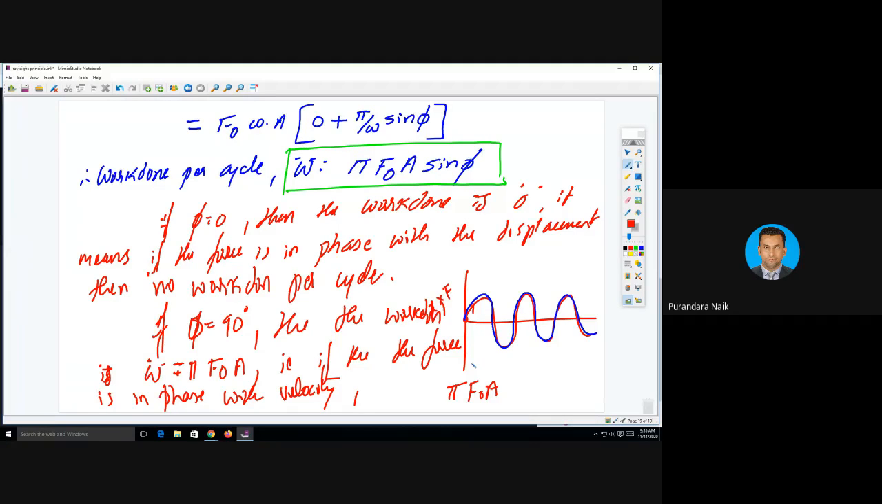If this red curve is the displacement curve, then angle phi is somewhere here, right? This is the force curve. Then the work done will be maximum. That is the indication. This is the work done equation.